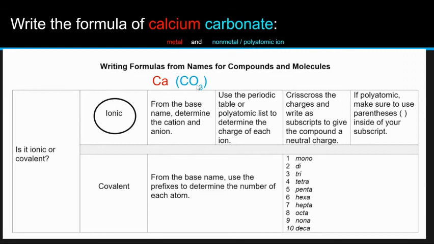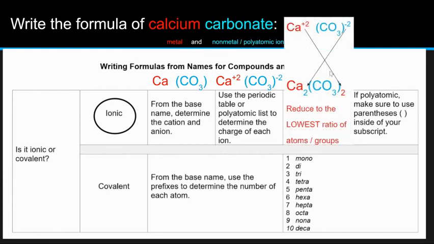All right, what is the ionic charge for calcium? What's the ionic charge for carbonate? Calcium has a +2 charge, and if we look at the back of our periodic table, we can see that carbonate also has a -2 charge. When we crisscross, those charges are going to drop in as subscripts on the opposite atom. Calcium's +2 becoming a subscript to show we need 2 groups of carbonate. Carbonate's -2 dropping in as a subscript to show we need 2 calcium atoms. But again, we must reduce to the lowest ratio of atoms or groups.